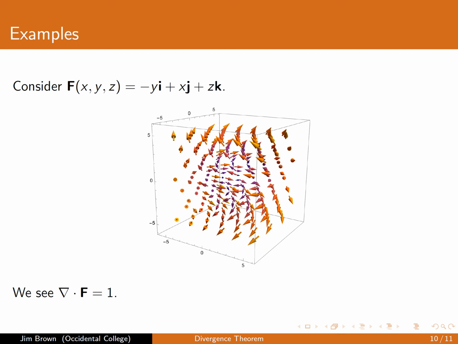And as we can see, if we take the divergence of this, we get 1, because the partial derivative of negative y with respect to x is 0, plus the partial derivative of x with respect to y is 0, but then the partial derivative of z with respect to z is 1. So this has a positive divergence.